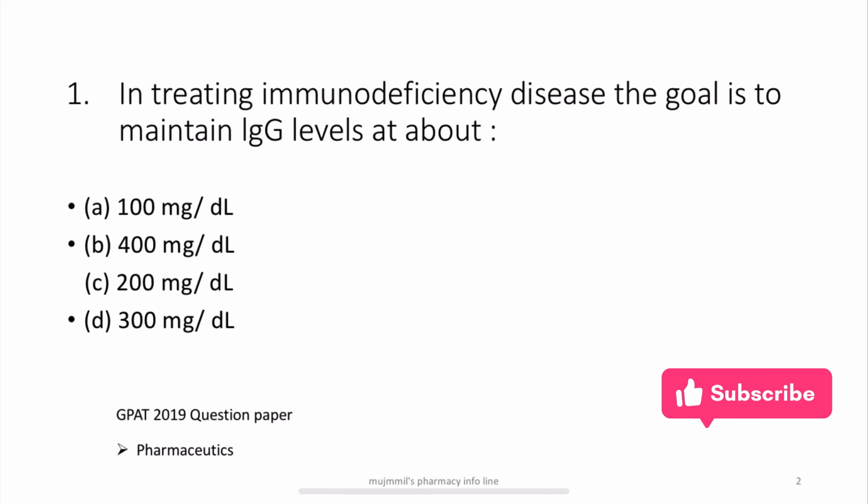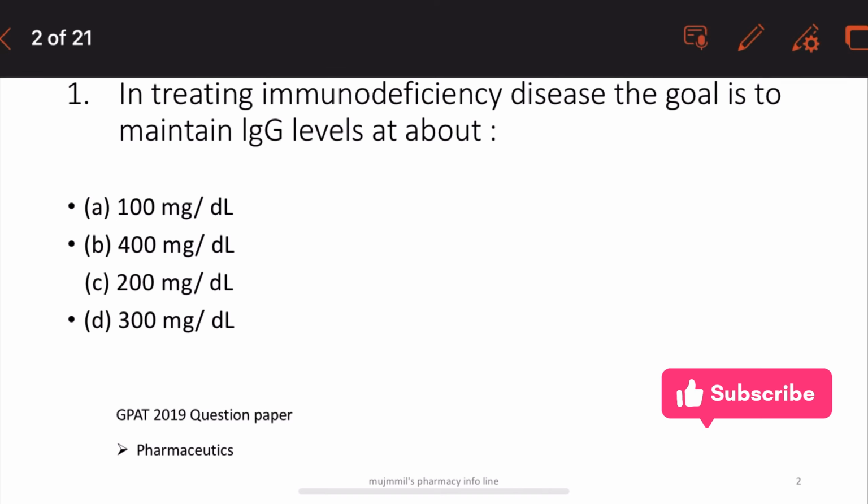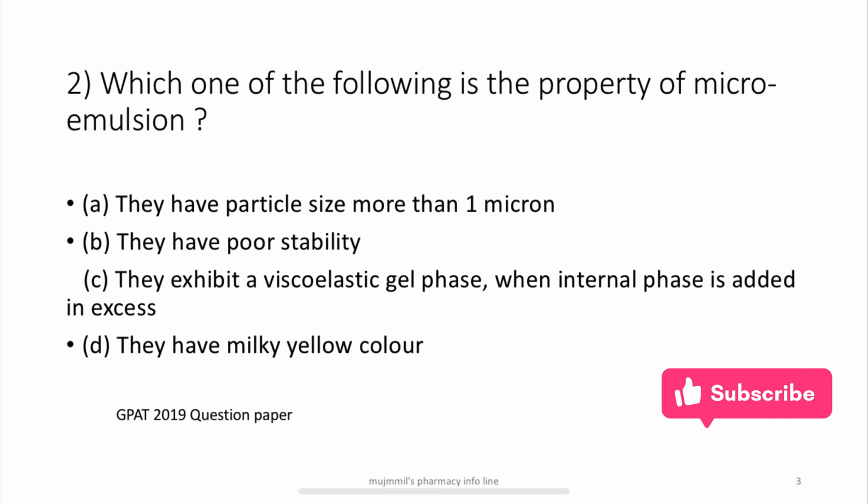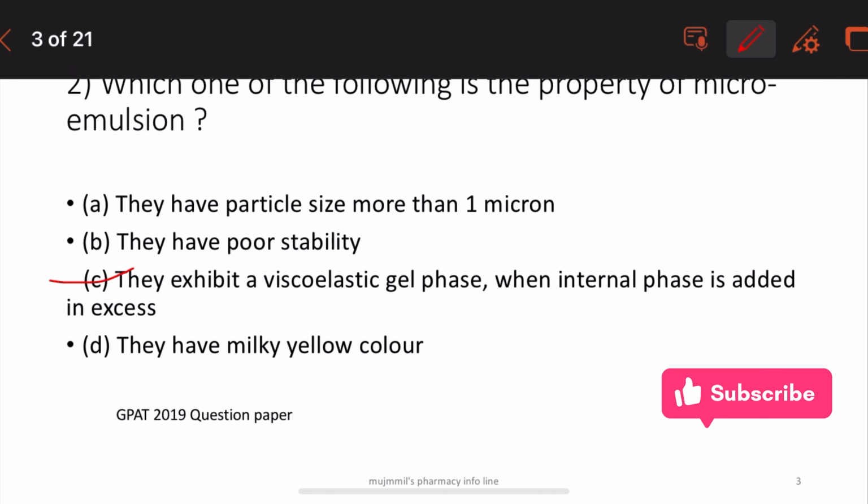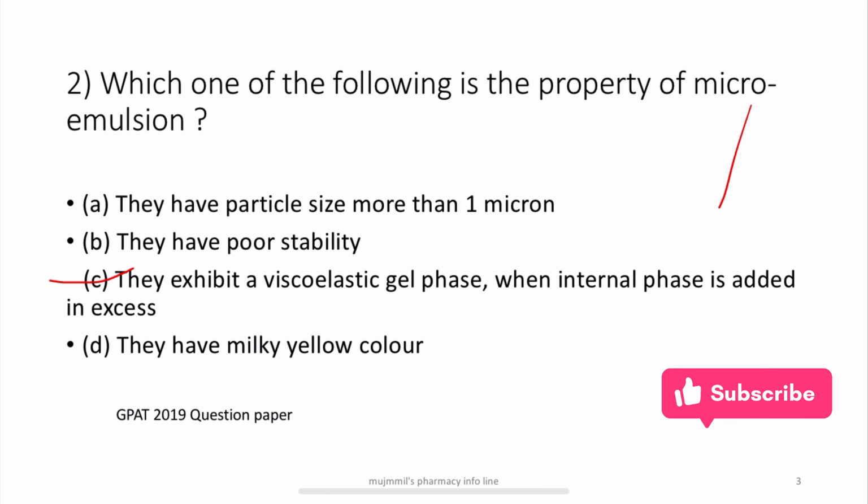So let's start with the first question. In treating immunodeficiency disease, the goal is to maintain the IgG level at about, the correct answer is option C, 200 mg per dl. Which one of the following is the property of microemulsion? The correct answer is option C. They exhibit a viscoelastic gel phase when internal phase is added in excess.